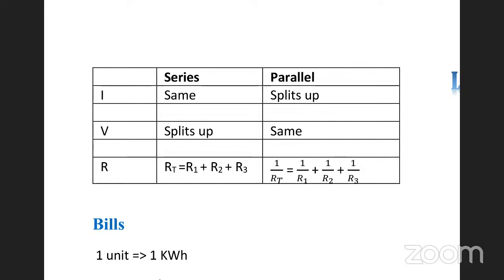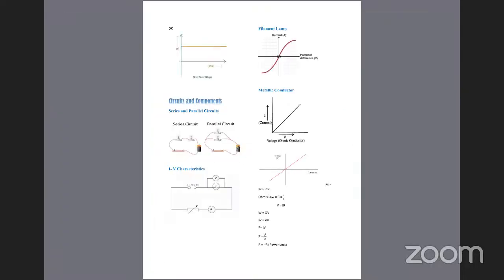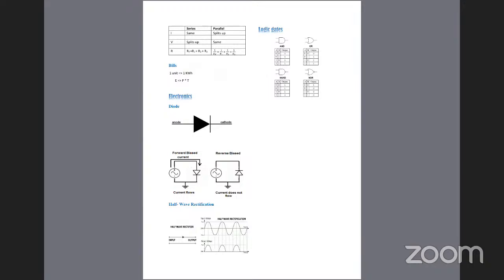Right, so very, very important, right? We have to remember for a series circuit, current is the same, voltage splits up, and there's the formula for resistance in series. In parallel, current splits up, voltage is the same, resistance given by this. Quickly, I just wanted to remember what each circuit looks like.